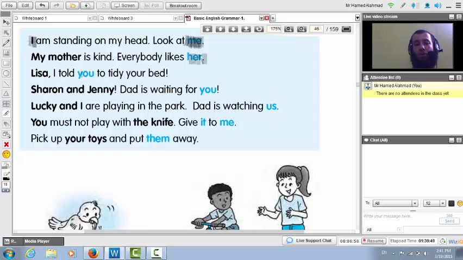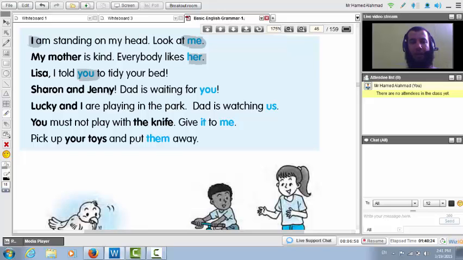Lisa, I told you to tidy your bed. Now here you, what you have to know about the pronoun you, and the same for it, is that they stay the same regarding subject and object pronouns. It means that we will not change them. For example, I will be me in object pronouns, he will be him, she will be her. But for you and it, they stay the same, because we have just one form for both subject and object pronouns for the two pronouns you and it.